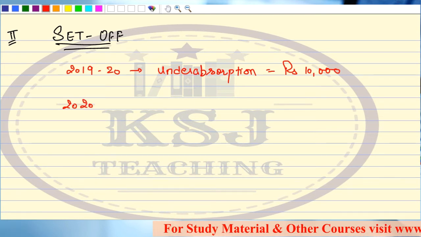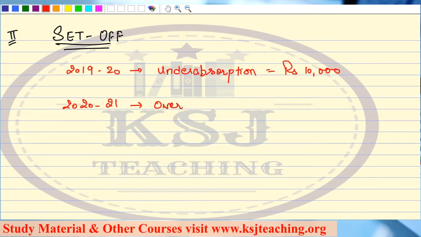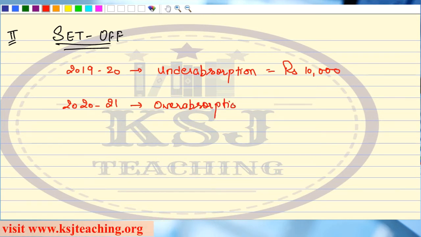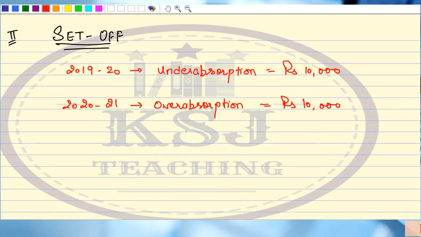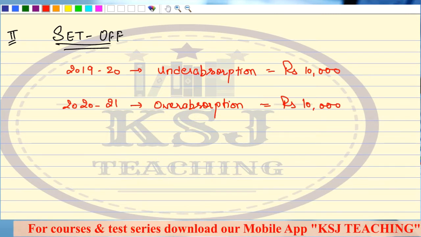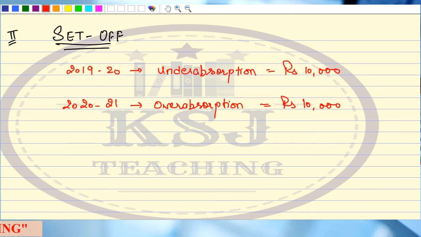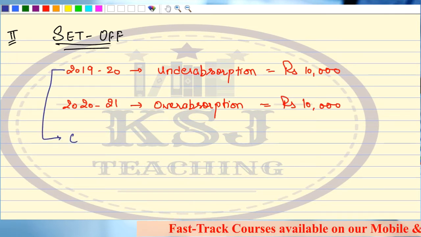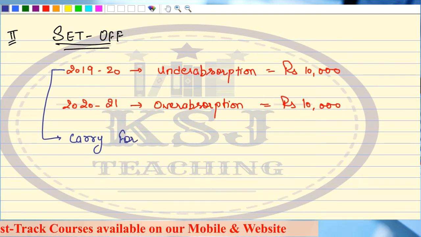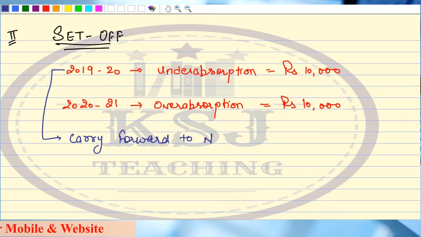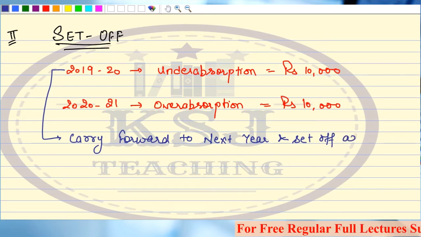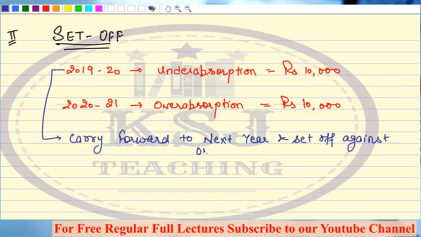In the year 2020-21, you are expecting that there will be an over absorption of rupees 10,000. So if in one year there is an under absorption, or vice versa, and in the next year you are expecting the reverse of that, for example in 2019-20 an under absorption of 10,000 and in 2020-21 an expected over absorption of 10,000, what you will do is carry forward to next year and set off against over absorption.